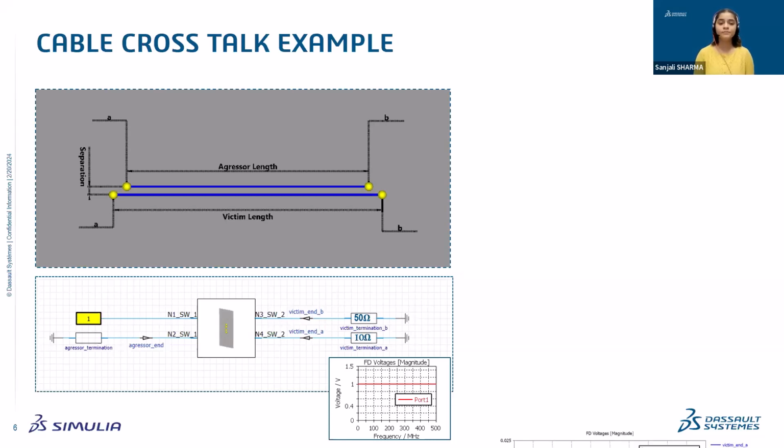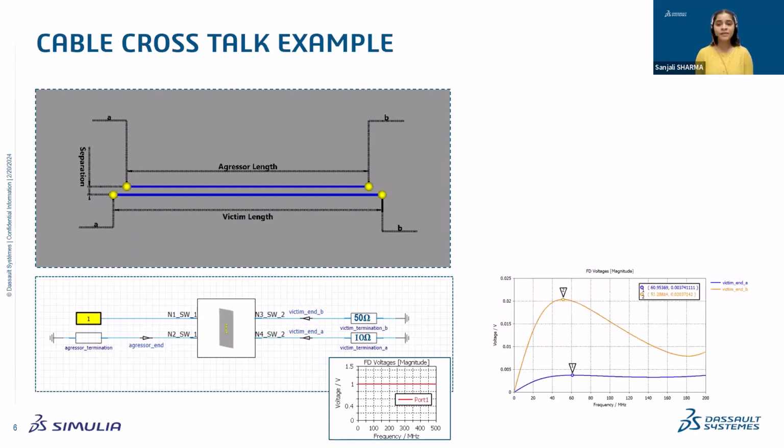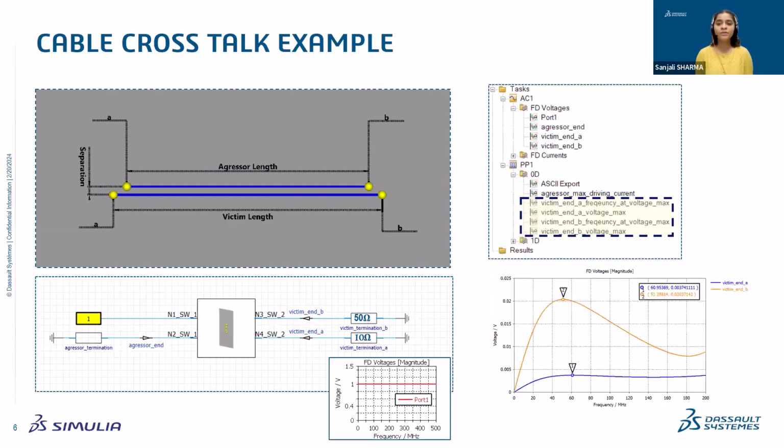So whenever a wire is placed near an active wire, voltage and currents are induced in this wire due to the electromagnetic fields, which we can check in the results. As you can see, there is induced voltage on both ends of the victim wire. We are interested in the maximum voltage induced at, let's say, one end of the victim cable and the frequency at which this maximum voltage occurs. For that, we have defined output variables in the post-processing, which return the maximum value of the given curve.